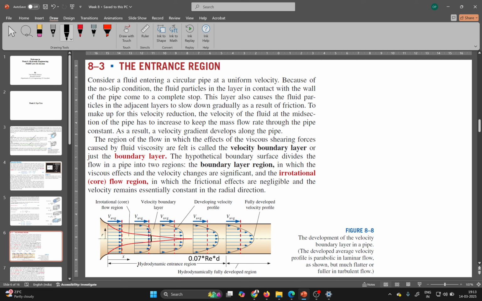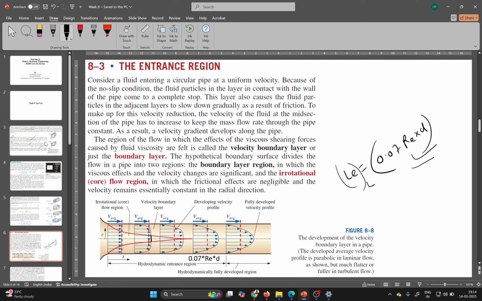And the reason is, as you can see here, the distance will be 0.07 Re into D. That is the length of fully developed flow. So remember please, this is about laminar flow. If the fluid is flowing in the pipe with laminar flow, then you can use the fully developed length as this much: 0.07 times Reynolds number times D.